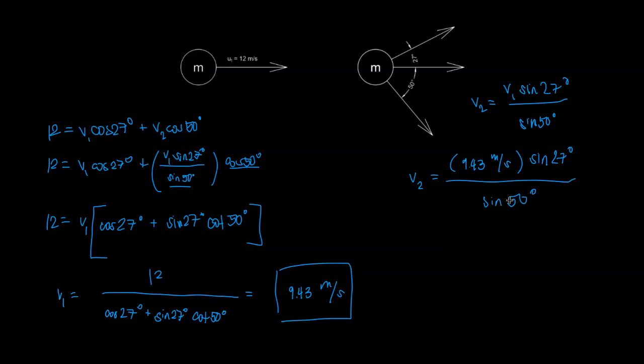And again, input mo lang yan sa calculator, you'll get a v sub 2 equals 5.59 meters per second. So this is our velocity or speed for v sub 2, and ito naman yung v sub 1. So that's the answers for our third problem. And that is it for our second part of this lecture.